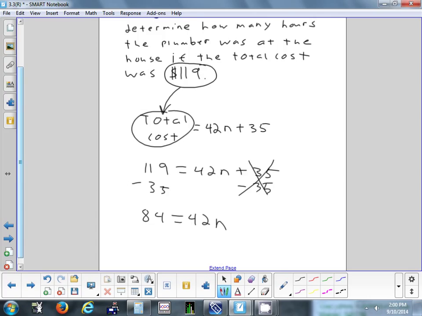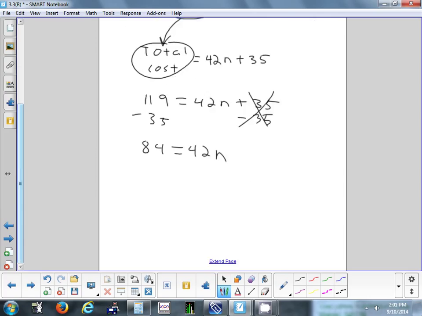What's the number we have to get rid of on the right side now? 42. That's under the M in SAM. How would we do that? Is that a multiplication or a division? What would we use to solve it? Division. What would we divide each side by? 42. Which your answer would be 2. And 84 divided by 42 is 2.